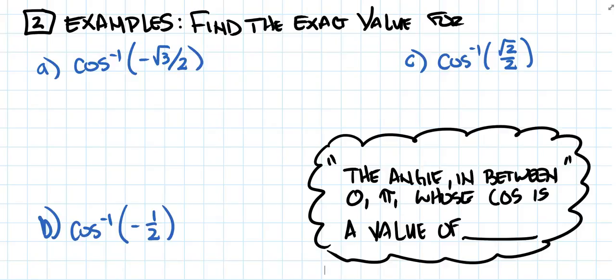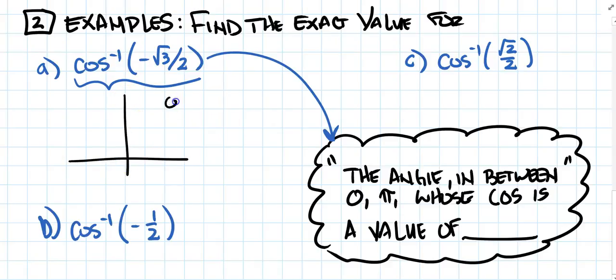Okay, here's box 2. It's an example. We're going to find the exact value for the following. So take a look at A. When you see this statement right here, when you see this on the page, I want your brain to say this inside of your head: this means the angle in between 0 and pi whose cosine is a value of -√3/2.